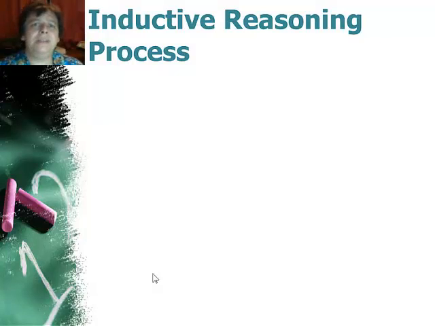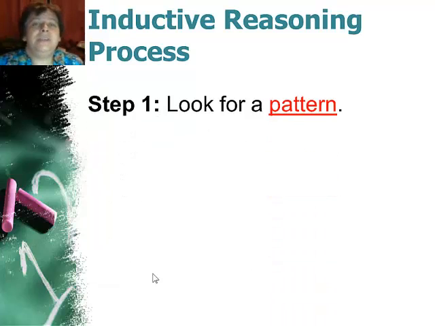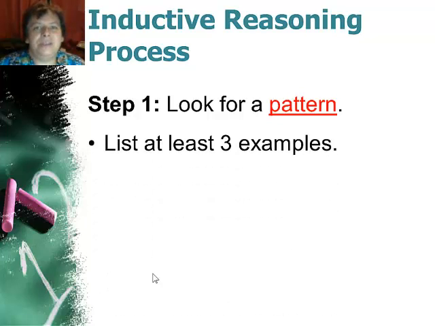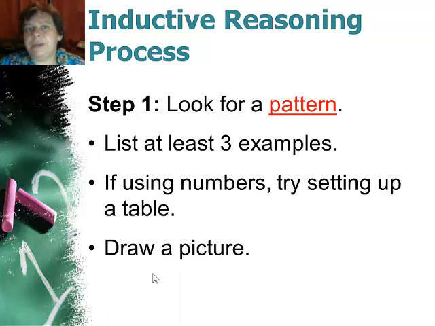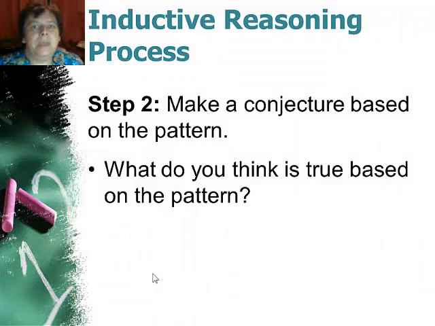So the process of inductive reasoning, and here we're talking about coming up with a conjecture. Step one, you want to look for a pattern. Now, I'm not telling you to throw potatoes at everybody, but observation. Then you want to list at least 3 examples if you can. And if using numbers, try setting up a table. Tables can be very helpful for algebraic patterns. Or you might draw a picture. We'll see a lot of geometric patterns where we look at polygons or the way dots are lined up.